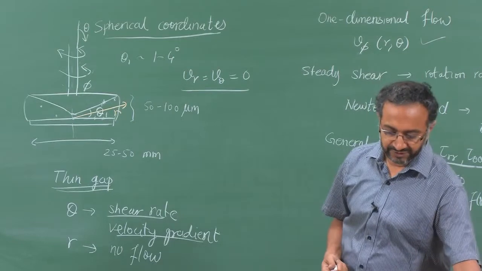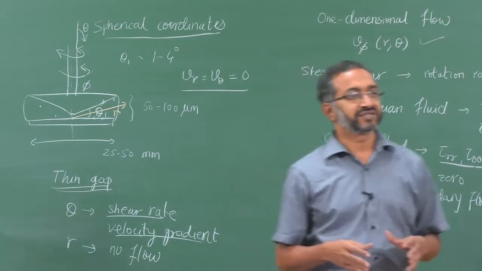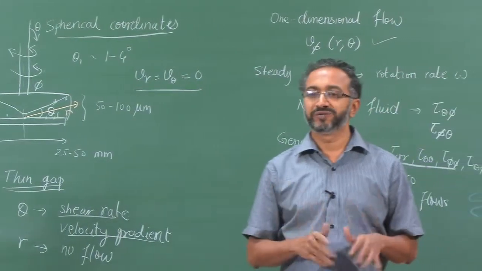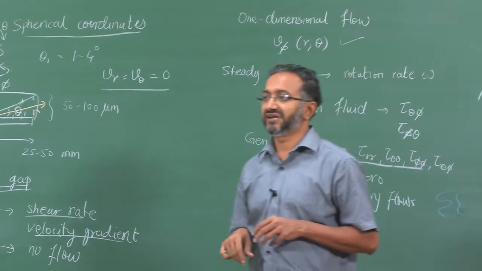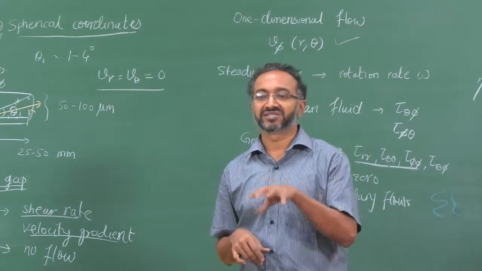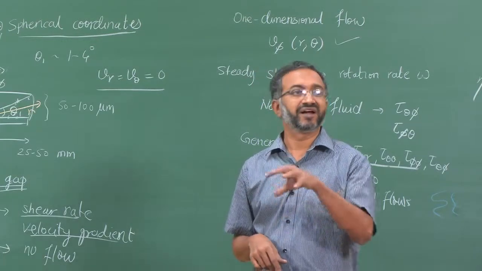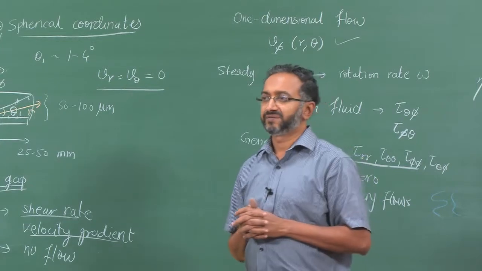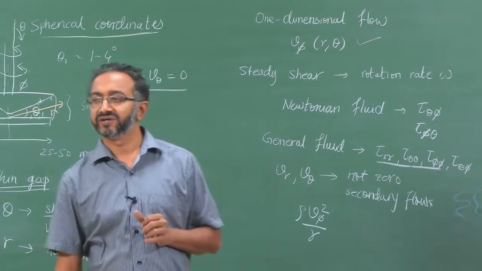So, then the question is how would the measurements be affected if there is a slip. Again, I am trying to measure viscosity, and the ideal case scenario and all the analysis is being done assuming that there is no slip. But if there is slip in the material, what will I measure as viscosity? Will it be lower than the material viscosity or will it be higher? Any guesses on what it might be?